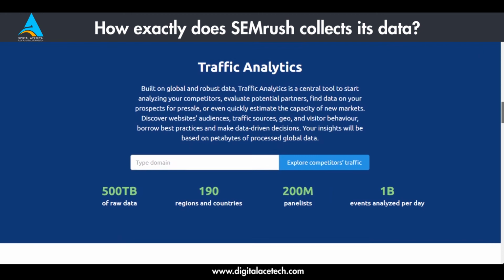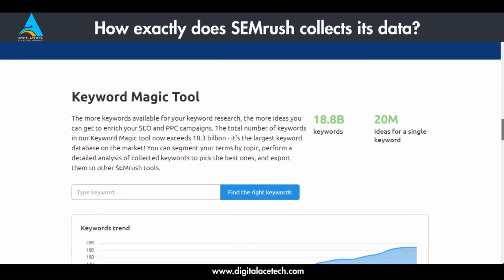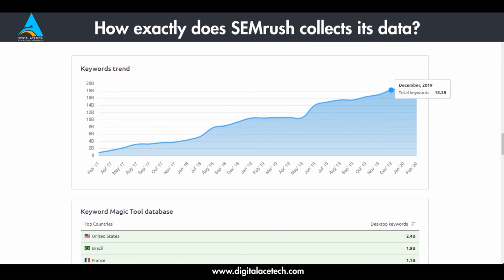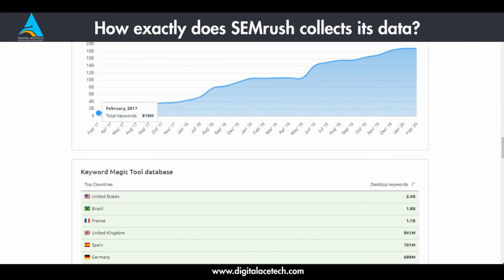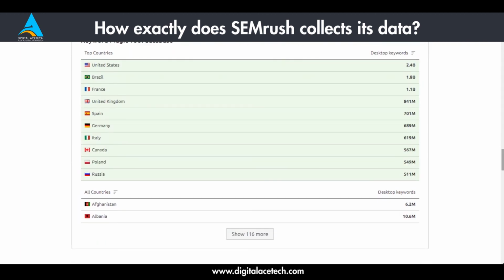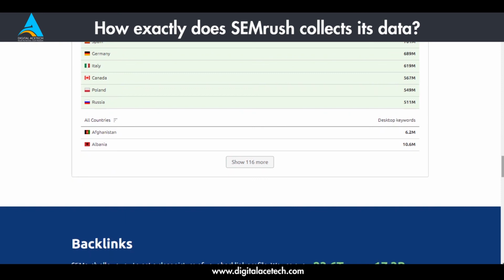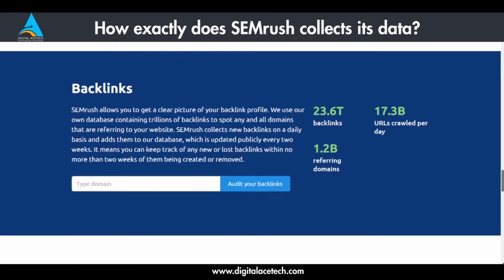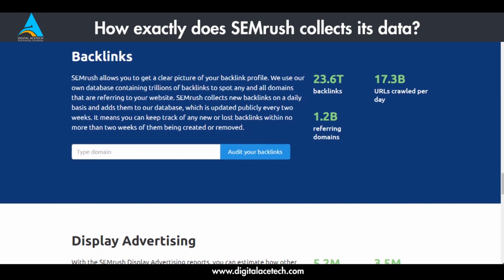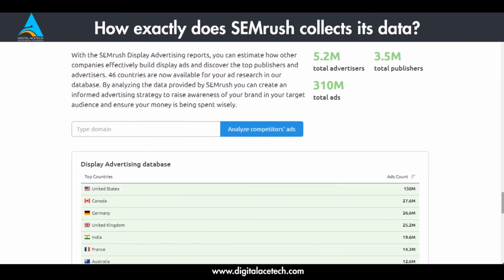If we scroll down, we have traffic analytics, and we have the keyword magic tool as well. We have a chart right here for the keywords trend: October 19, September 19, August, July, and total keywords for each of these months in 2019, from February 2017 to February 2020. And that is a very wide range of data. Then we have all the countries. We have top countries here, and then all of the countries that it uses in order to collect all of the information. And then we have backlinks here. We have 23.6 trillion backlinks. My gosh, that is a very, very extensive database that SEMrush leverages in order to facilitate its users.